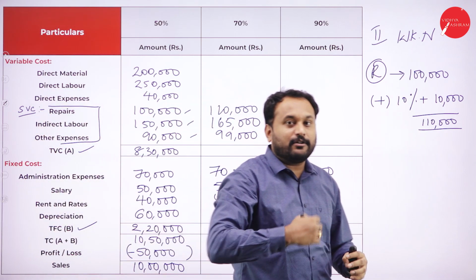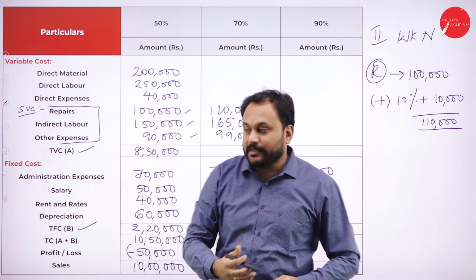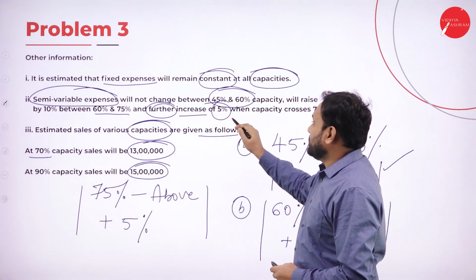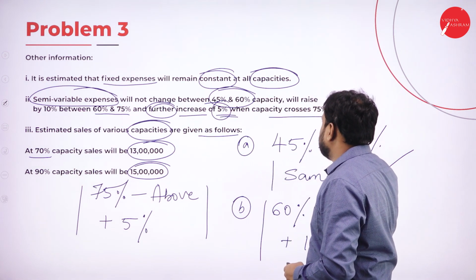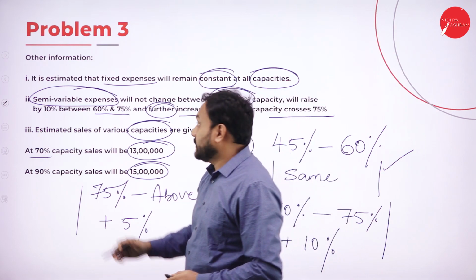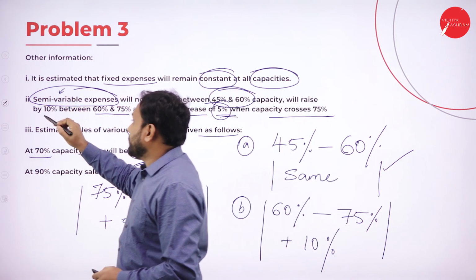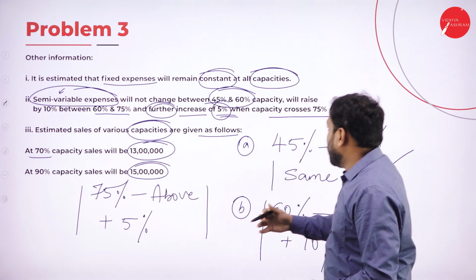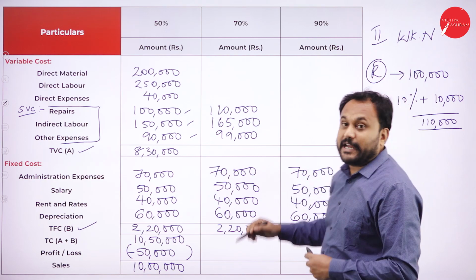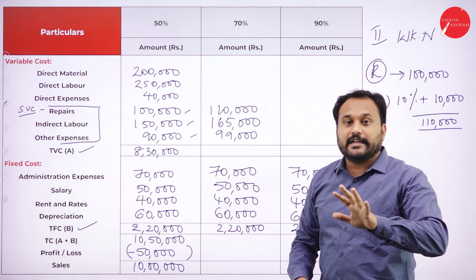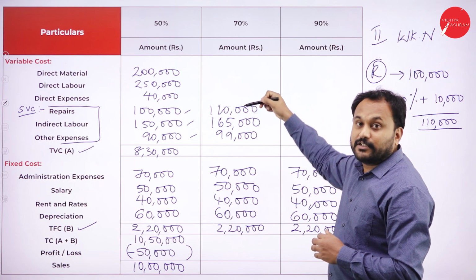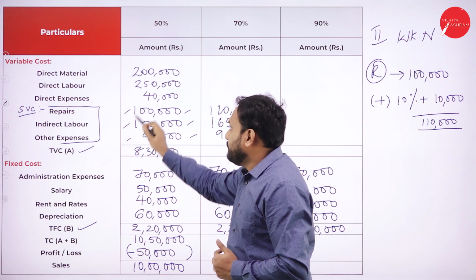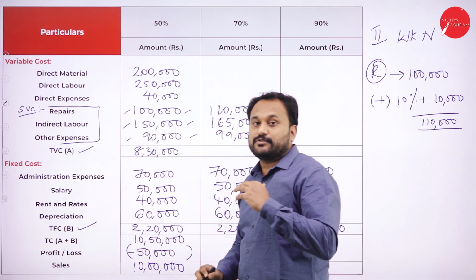The same way, if we calculate for the next slab, it further increases by 5% when capacity crosses 75%. This is only for semi-variable cost, not for 100% variable. It is only for semi-variable cost. Now what happens here is we need to increase by 5%. Please don't increase it from 70% to the 5%. You are supposed to go, see, this is the base. These are the base things, right? Only from there you are supposed to increase.